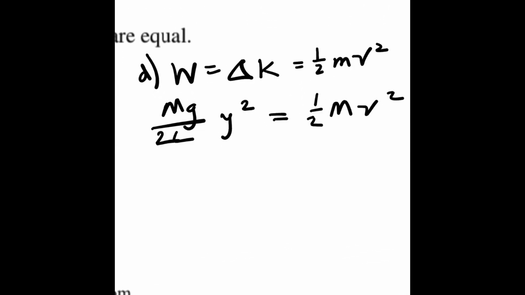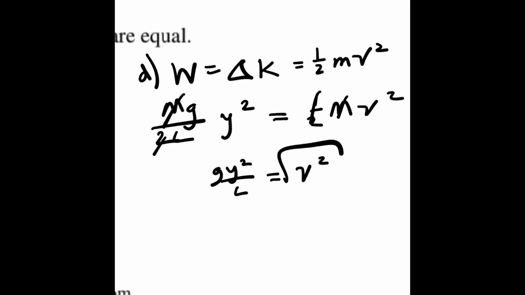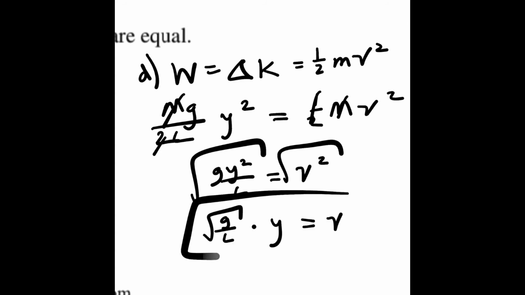Okay, so that actually makes our life pretty easy here. The m's are going to go away. The 1/2 is going to go away. And so what I've got is y squared over L is equal to v squared. And I'm sorry, there's a g here as well. Take the square root of both sides, and I'm going to get radical g over L times y is equal to v. All right. Work energy theorem there.